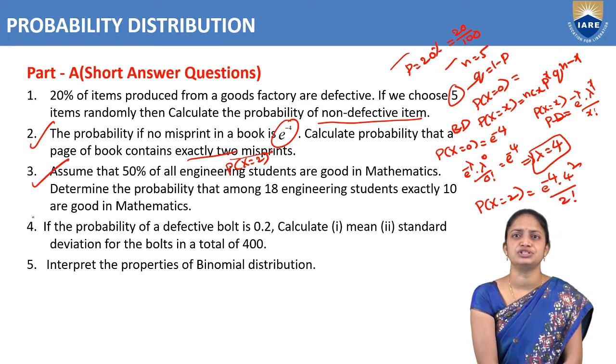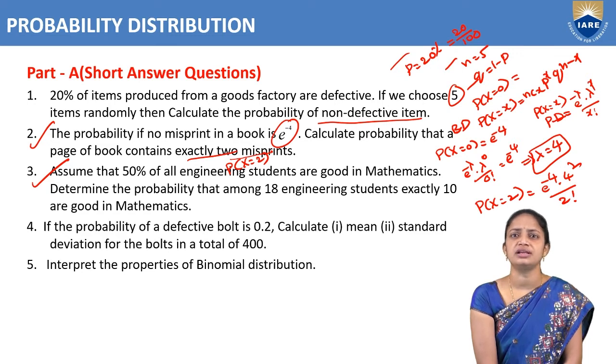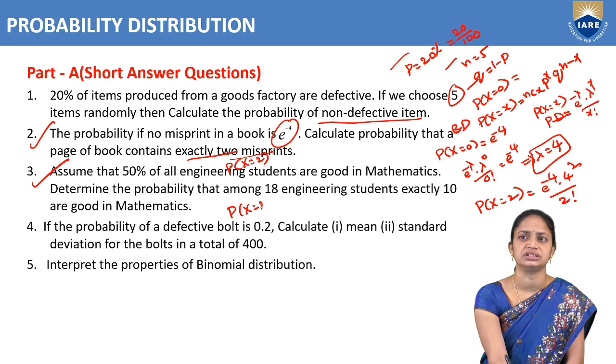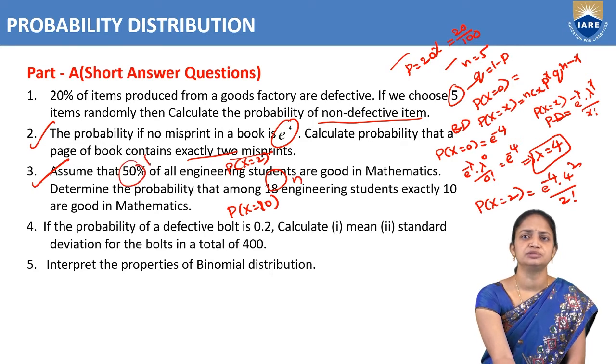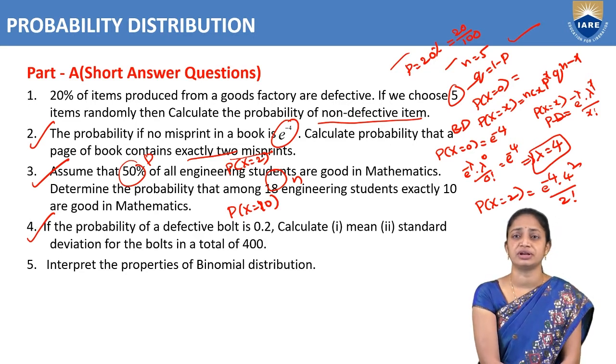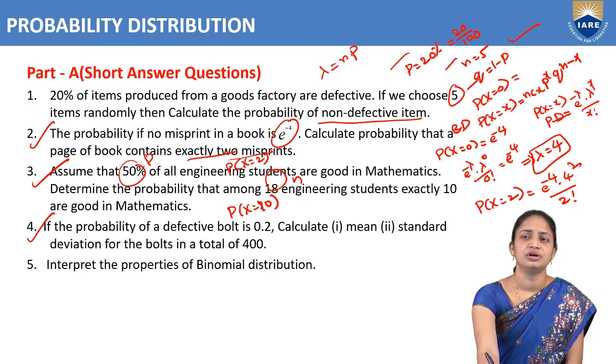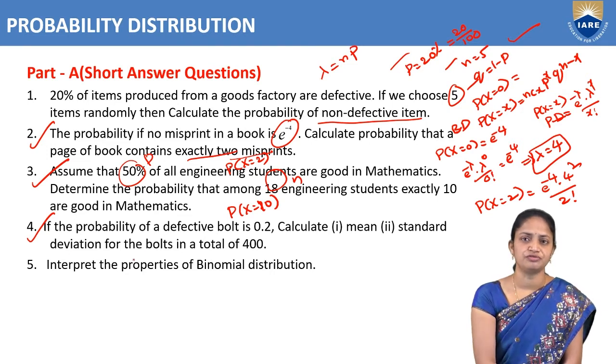Now coming to the next question: assume that 50% of all engineering students are good in mathematics. Determine the probability that among 18 students exactly 10 are good in mathematics. So we need to find p of x equal to 10. Here they have given n equal to 18, and this is the p value. We have to use the binomial distribution formula, same as the first problem. Otherwise we can use the Poisson distribution also. For every binomial distribution problem we can find the answer using the Poisson distribution also, because we have one condition, that is lambda equal to np.